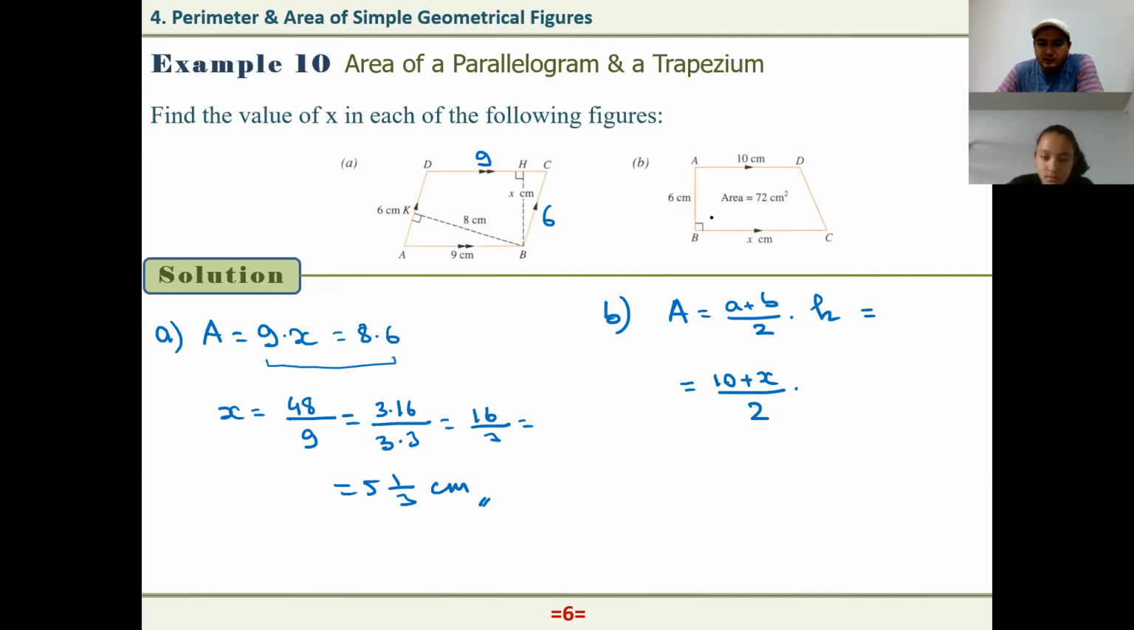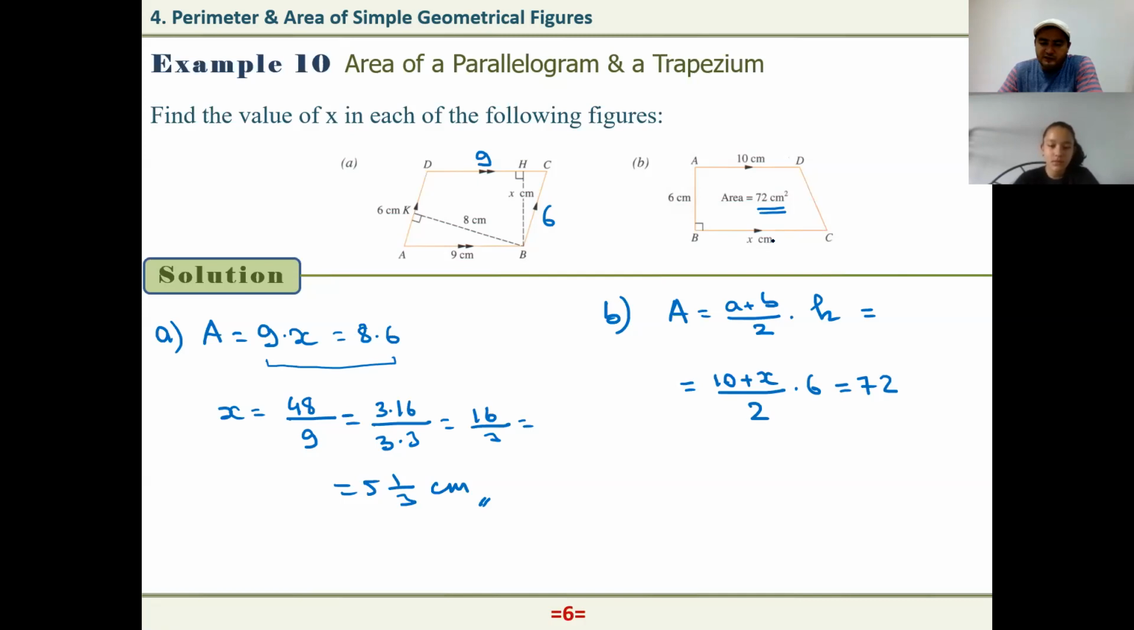And do we know the height? What is the height? Height equals 6, right? This is height because this is 90 degrees. So here it is equal to 6. And that is the area of the trapezium. And the area of the trapezium is given here. It is 72, so that is 72 square centimeters.